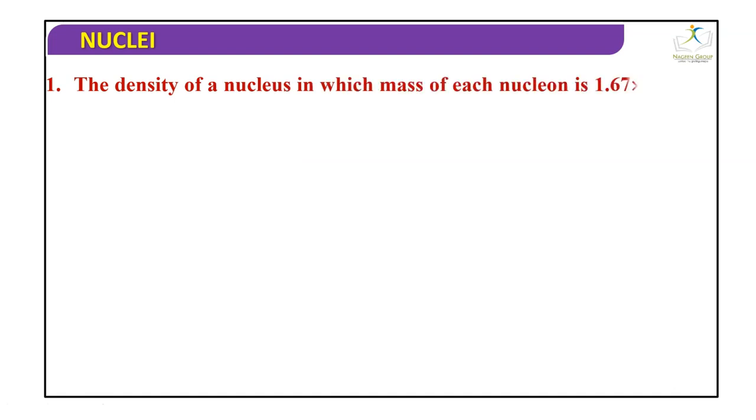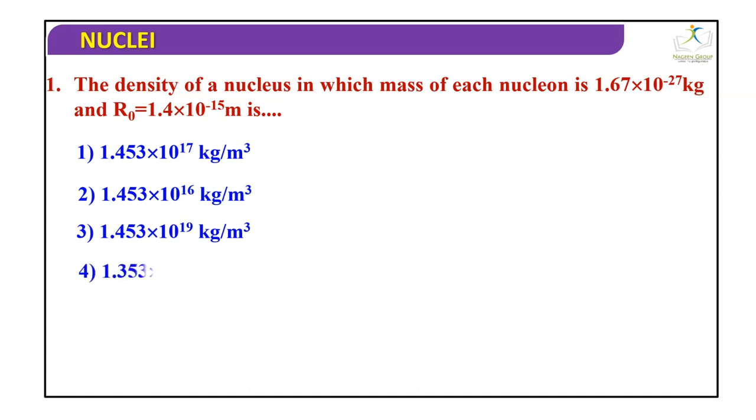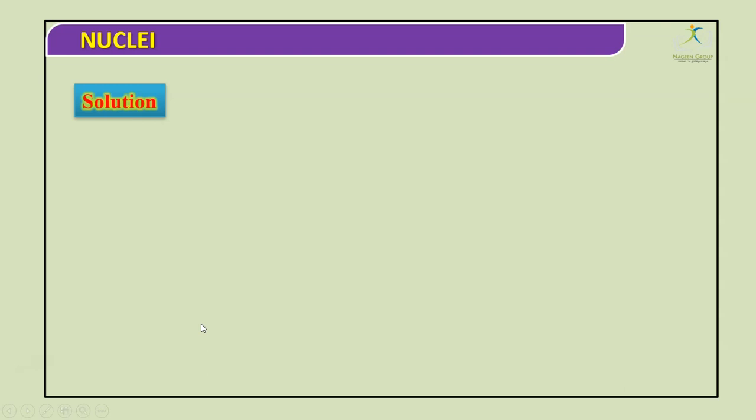The density of the nucleus, in which the mass of each nucleon is 1.67 × 10^-27 kg and R naught is equal to 1.4 × 10^-15 meter, is. The options are 1.453 × 10^17 kg per meter cube, 1.453 × 10^16 kg per meter cube, 1.453 × 10^19 kg per meter cube, and 1.353 × 10^17 kg per meter cube. Now let's move with the solution part.